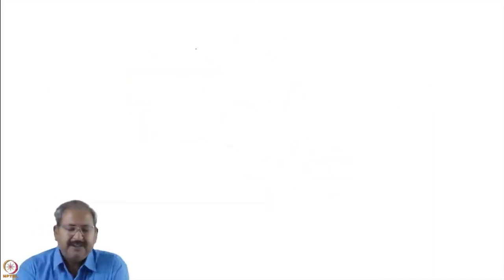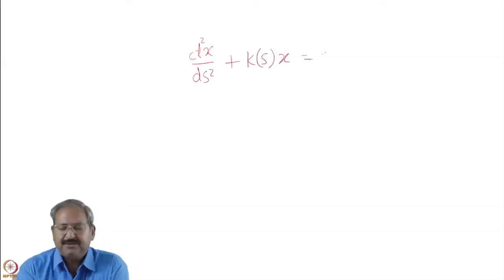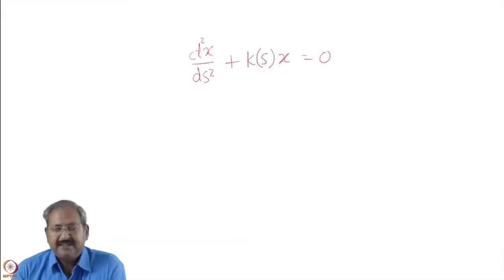So we have d2x by ds square plus k as a function of s, x is equal to 0. I am saying that this is a linear differential equation.